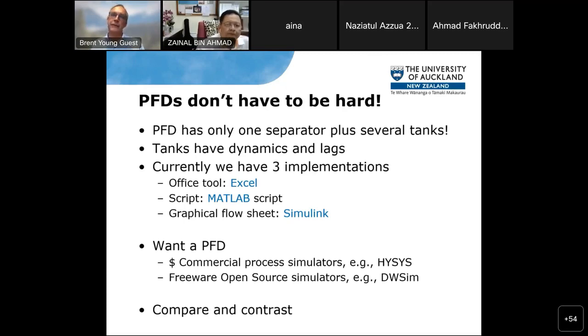So we actually currently have 3 implementations, and you've seen the graphical side shown with the Simulink. If we want a more beautiful PFD and perhaps a higher fidelity PFD, then we might need to look at commercial process simulators such as HYSYS, or the approach we're taking is looking at open source simulators, and DWSIM is one example. And we're going to be doing that for the client to see where that leads us.